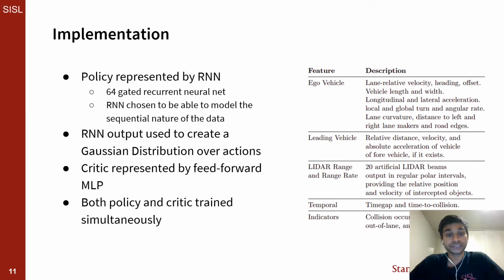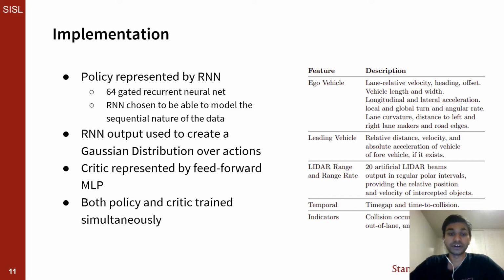So how do we use generative adversarial imitation learning, GAIL, in the case of our driver modeling problem? Firstly, we represent the policy, which in this case will be the controller that drives our vehicle, using an RNN, so a recurrent neural network, because we are trying to work with sequential data. The RNN output is used to create a Gaussian distribution over actions, the reasoning being that human actions are always stochastic. So instead of having a deterministic acceleration or turn rate output, we want a distribution over them.